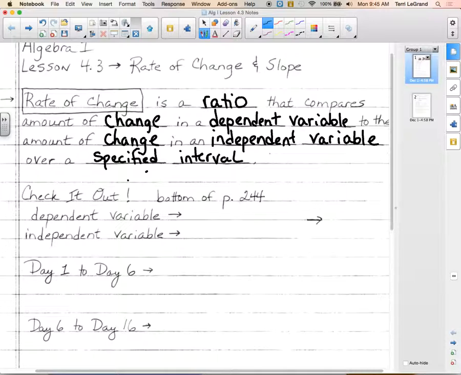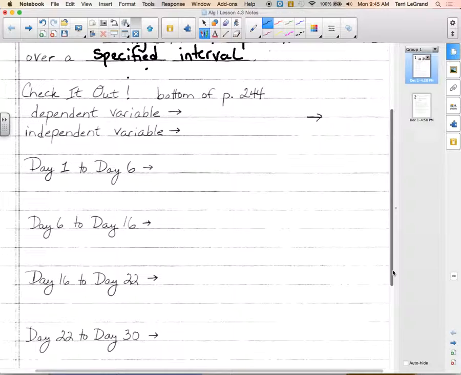Okay, this is where our book is going to come in. We're going to go to the check it out at the bottom of page 244. You should have probably already done this in your SQ3R. So let's see how it went for you. You should have already studied example 1 when you were SQ3Ring. So we'll go directly to the bottom of the page, number 1. The table shows the balance of a bank account on different days of the month. Find the rate of change for each time interval and then figure out during which time interval did the balance decrease at the greatest rate.